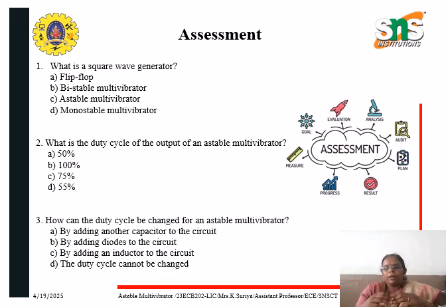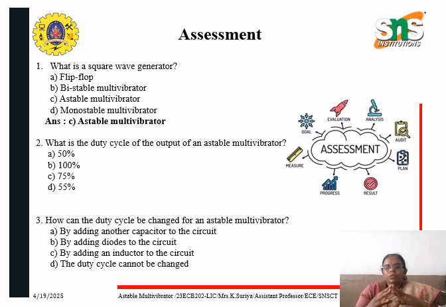Let us take up some assessment questions. So what is a square wave generator? The options are flip-flop, bistable multivibrator, astable multivibrator, and monostable multivibrator. So you know that the astable multivibrator is known as a square wave generator.